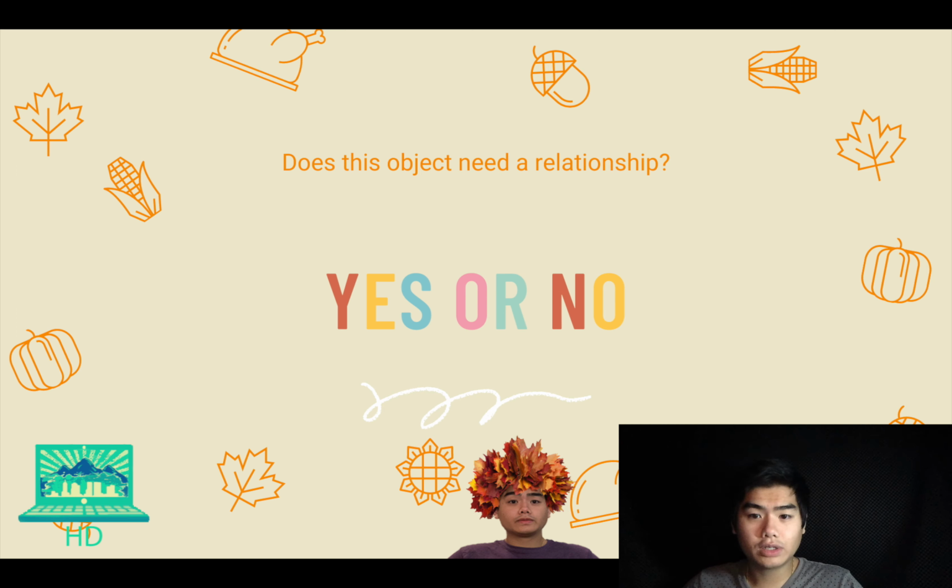So the first question is, does this object need a relationship? And that should be a yes or no question. If you're saying that maybe, or it might later on, try to see what the relationship or what table or object is related to. So that is a question you can ask yourself if it does need a relationship or not.